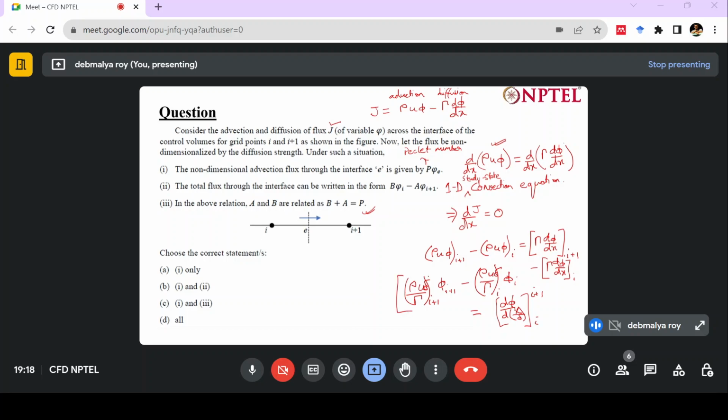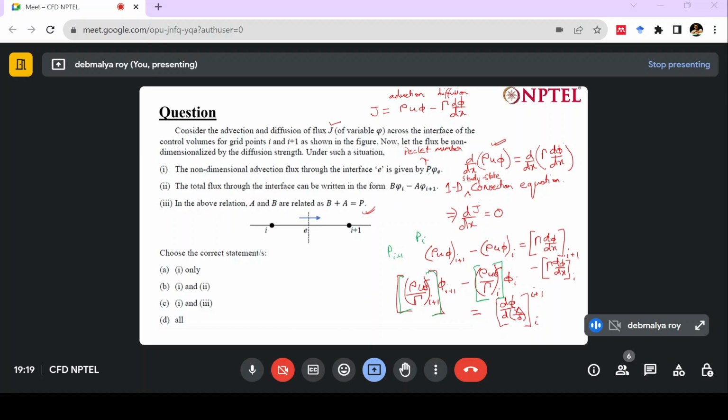So these terms that we have got right now, this particular term, this one and this one are the Peclet numbers at the two different nodes, different grid points respectively. So I plus one and I. Here this is P I plus one and this is P I. So it is asked that the non-dimensional advection flux through the interface e is given by P rho e.